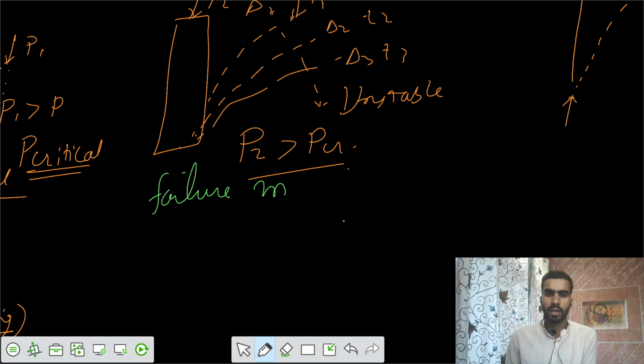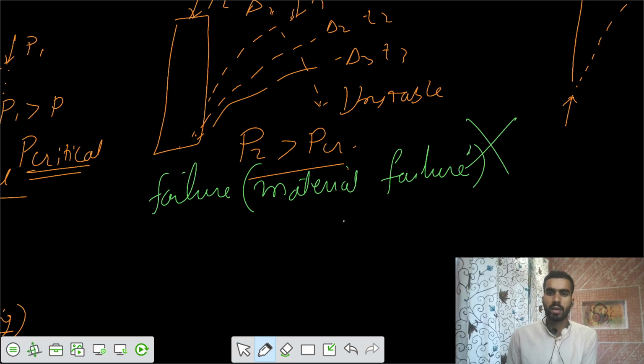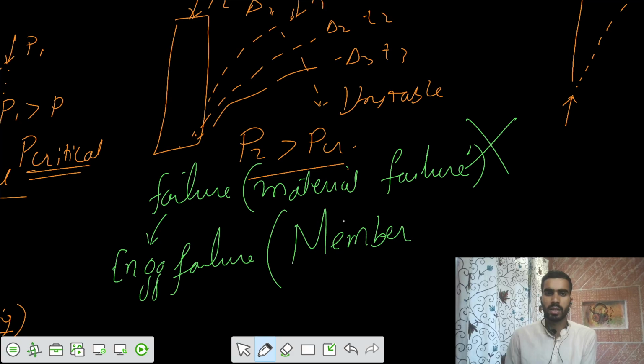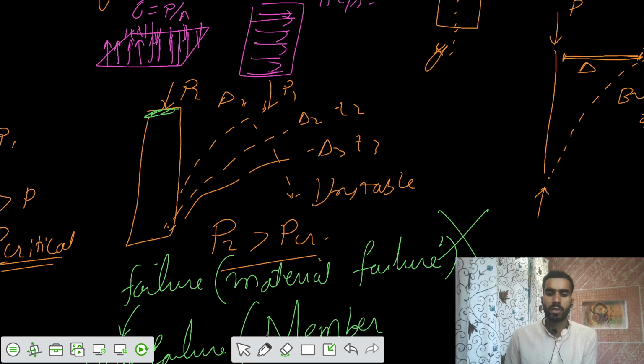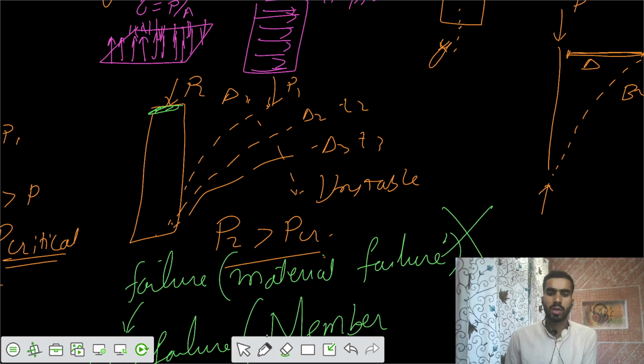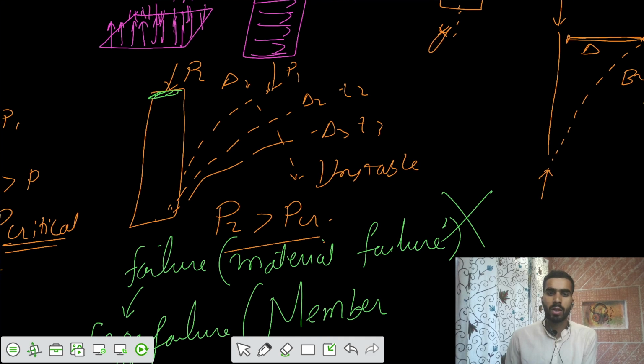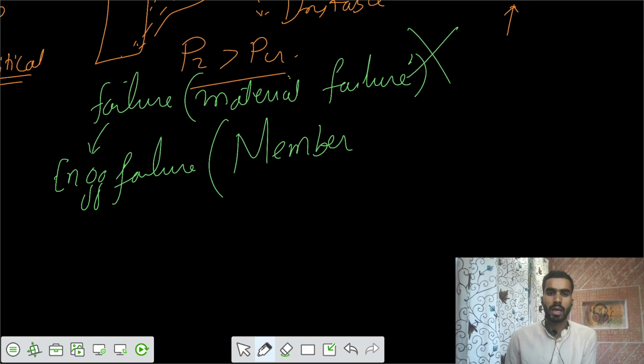That's not material failure. But what is it? It's an engineering failure, or we can say it's a member failure. The member is failing, not the material in the member. There is a material whose strength is more, so it can take more load as compared to P2, but the member itself is failing. It is not able to retain its position because of the load P2. So it is member failure, or engineering failure.